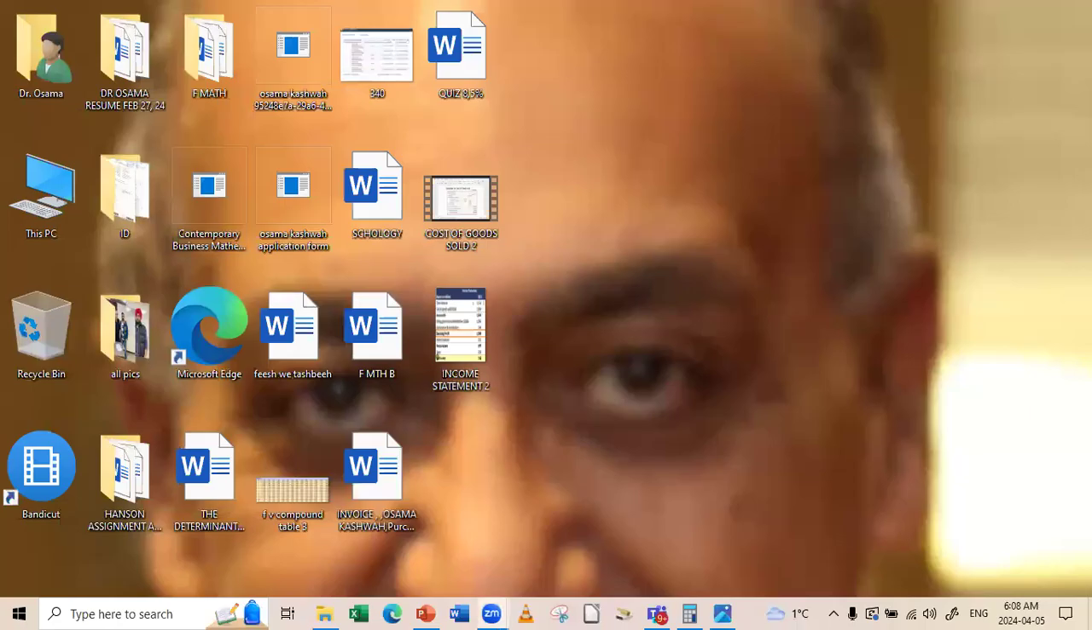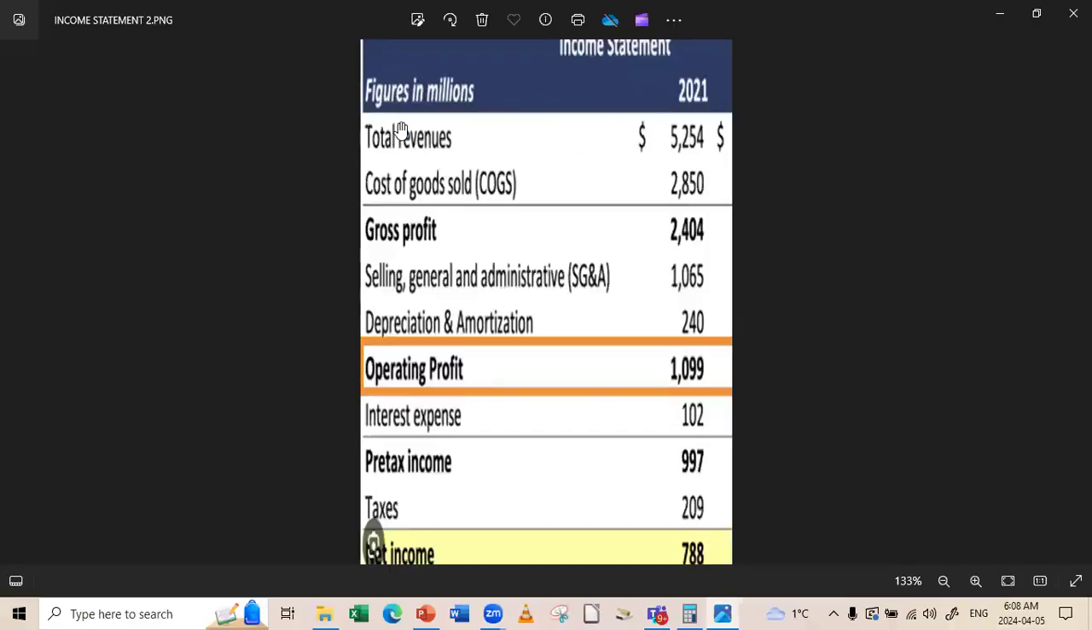We'll check how the income statement looks. Here is the income statement in front of us, guys. You can see it here. This is the income statement for any company. Usually the income statement is done periodically for 1 year, but sometimes it's more or less.